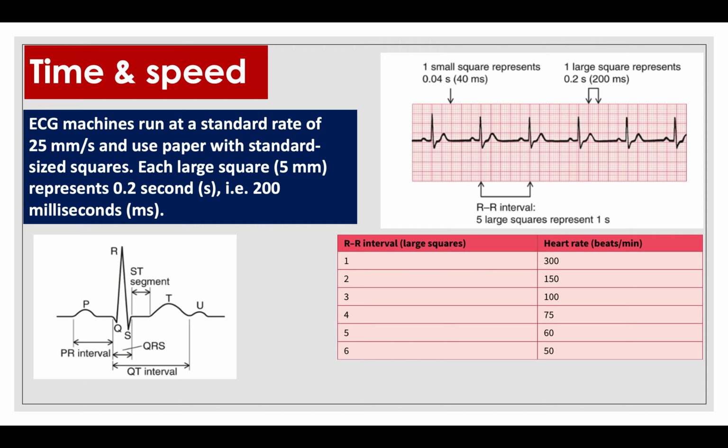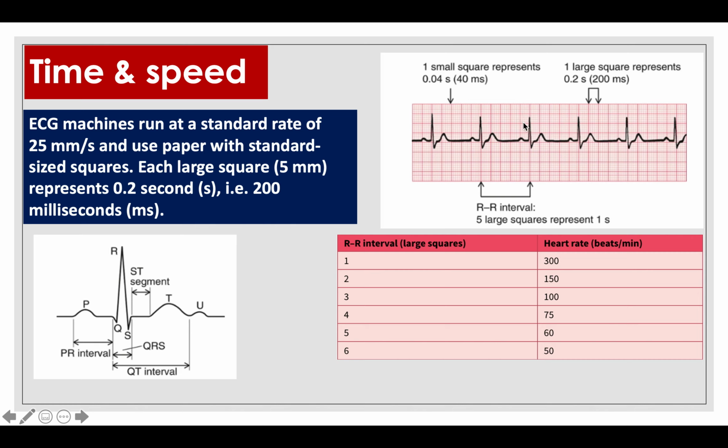But the main thing that, as a cardiologist, you should always look for is the RR interval. From the RR interval, you can always detect how fast the heart rate is. Usually, the RR interval signifies the distance from one R wave to another R wave.